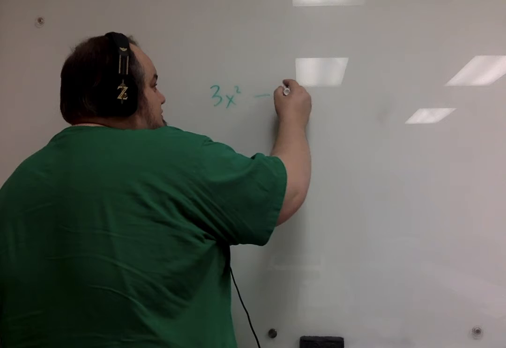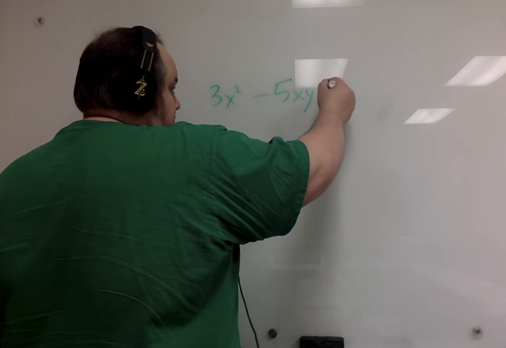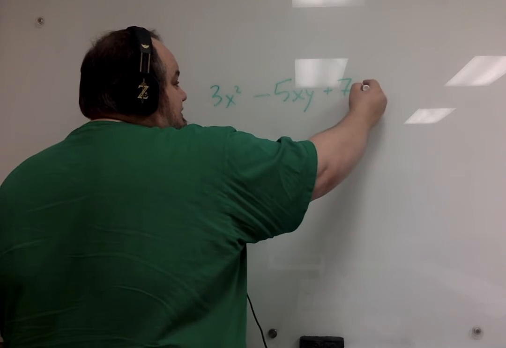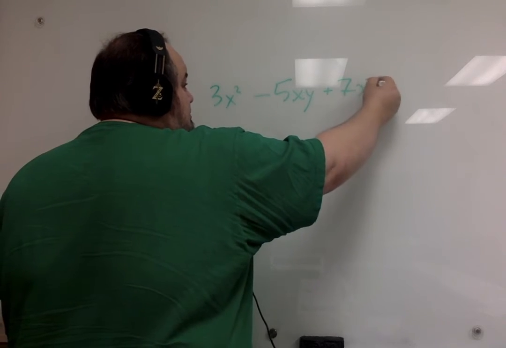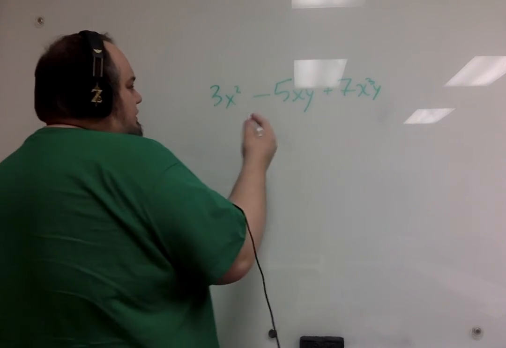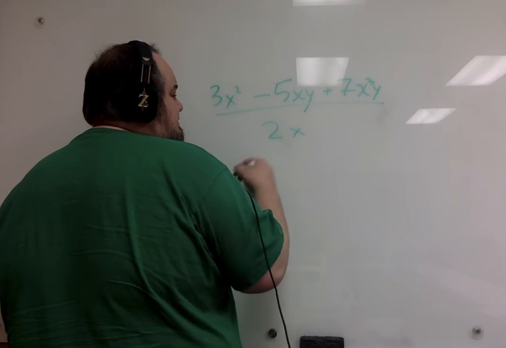All right, so 3x squared minus 5xy, and then plus 7x cubed y. Okay, so we're dividing by 2x.